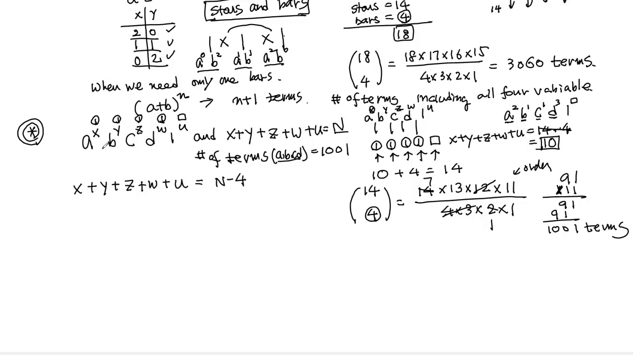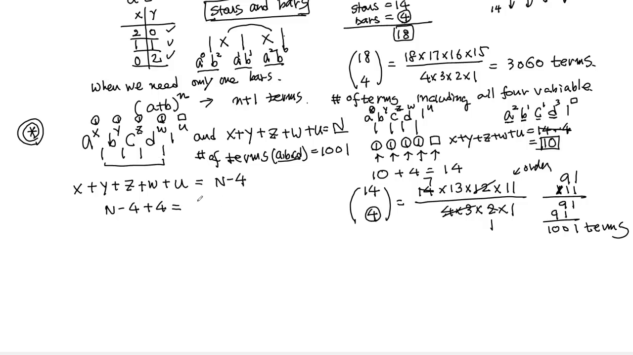Still, how many bars are there? 1, 2, 3, 4 bars, okay? So the total number of stars, this one becomes what? Stars, okay? So n minus 4, and 4 again for the dividers.